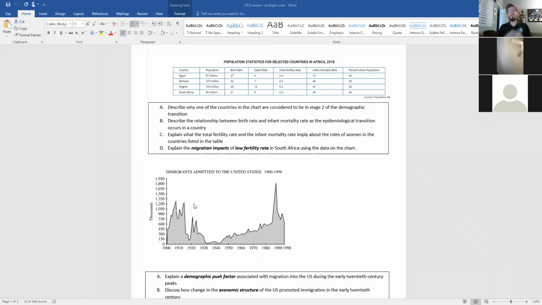So once again, we have to explain what the total fertility rate and infant mortality rate imply about the roles of women. We know pattern-wise that when there are high total fertility rates and high infant mortality rates, women are generally stuck in traditional roles, probably in some type of agriculture work, staying at home, having kids, taking care of the kids, and that is the cultural norm. But as countries develop and those total fertility rates and infant mortality rates drop, the role of women changes and they go out and get jobs where they're earning money.